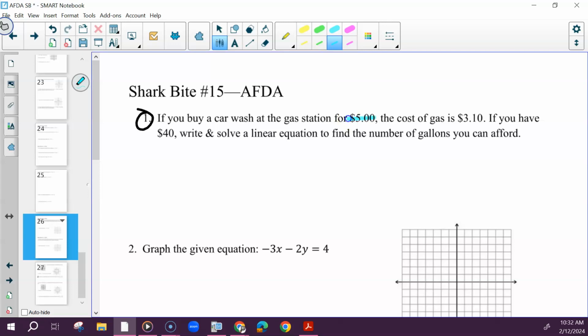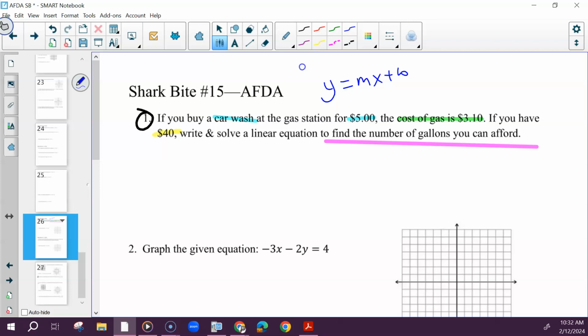The car wash, the cost of gas. You have $40, and we're trying to find the number of gallons. So you can use just your y equals mx plus b format, or you can set this up using a different variable. It's really up to you.